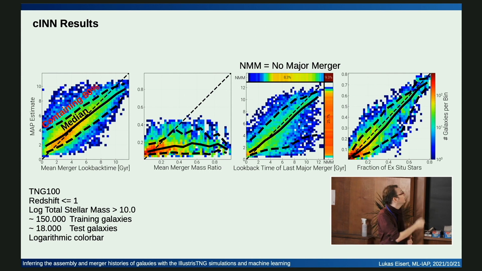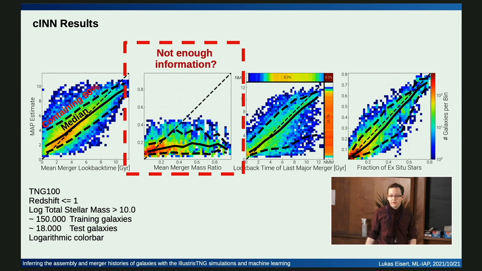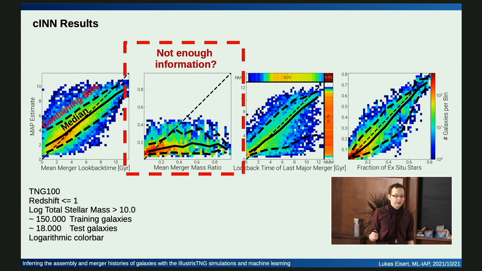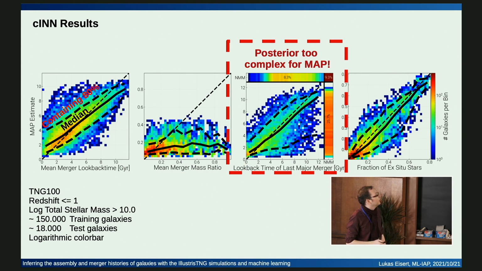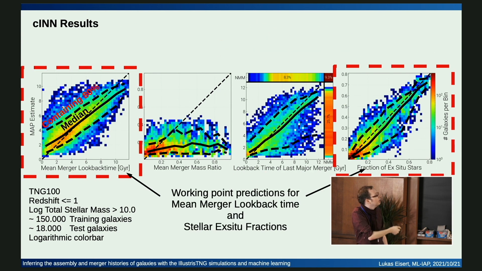And again, we see for the mean merger mass ratio, the peaks of the MAPs are always close to the prior peaks. So that's really a hint that there's not enough information. We also see here the lookback time of the last major merger. In general, the ones which had a major merger and are predicted to have one fit to a certain extent, but in general this is too complex to look at via the MAP. But we see in general for the ex situ fraction, and also the mean merger lookback time, that this works quite well to this point.